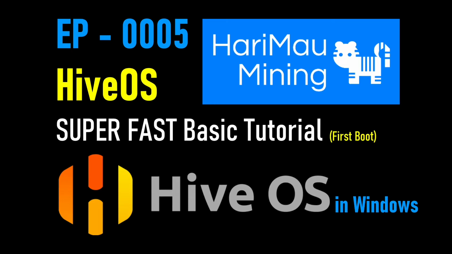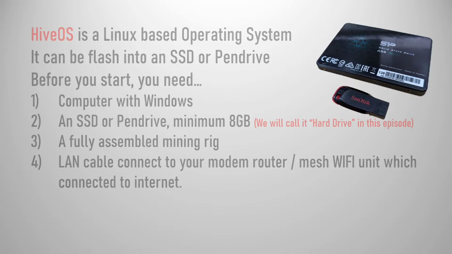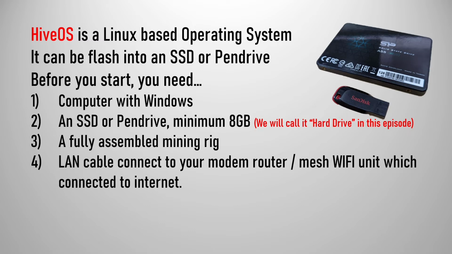Hi, today we want to brief you on a super fast basic tutorial for Hive OS. You need to do it in Windows. First, you need a pen drive or SSD. You need a computer with Windows and an SSD or pen drive, minimum 8 GB. We'll call it hard drive in this episode.